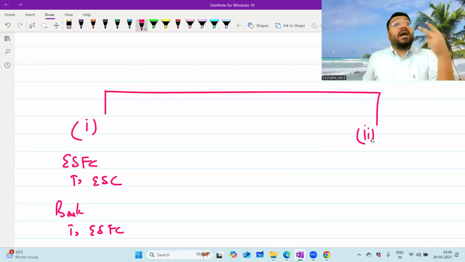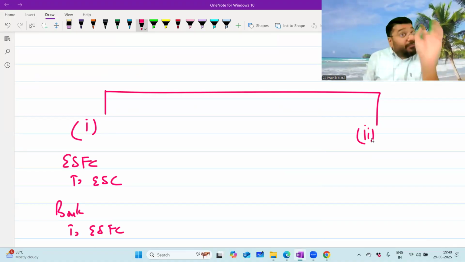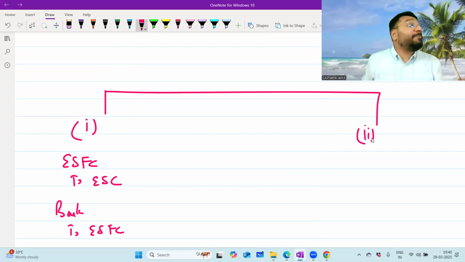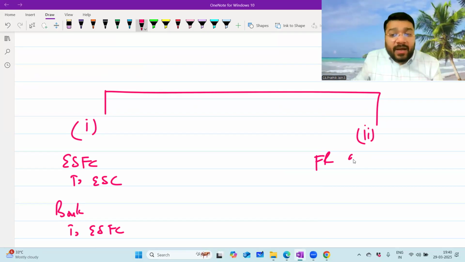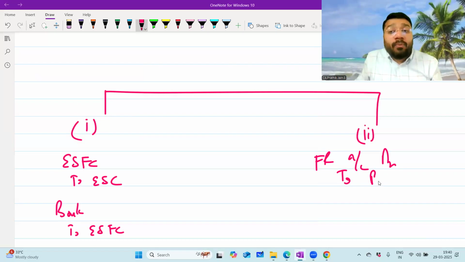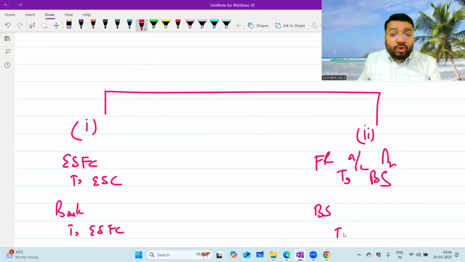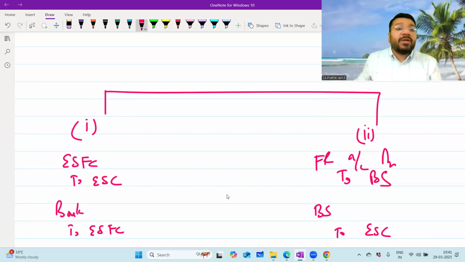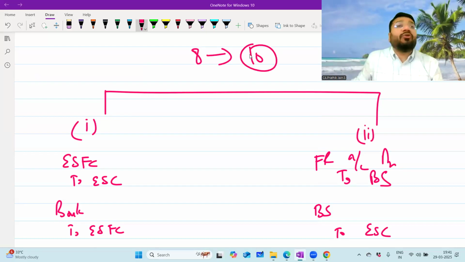You can use your reserves. Which reserves? Only free reserves, and not SPR, for the purpose of converting partly paid to fully paid. What is the entry? Free reserves account debit to bonus shares, and then bonus shares to equity share capital. So because of these two entries, now 8 rupee worth of capital becomes now 10 rupee.